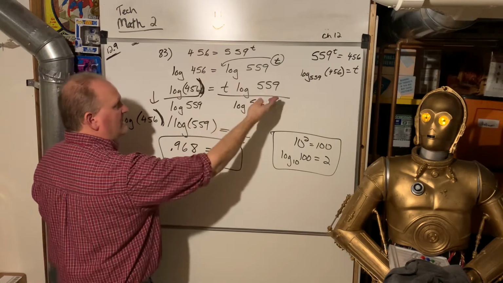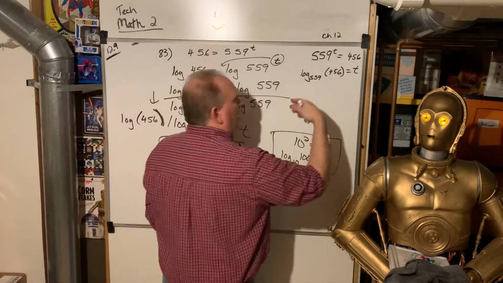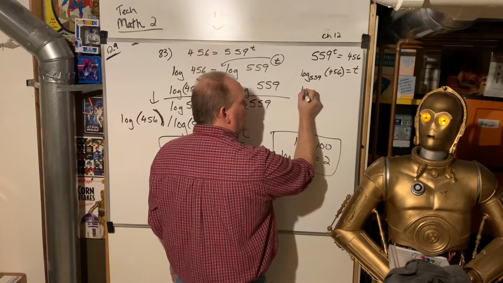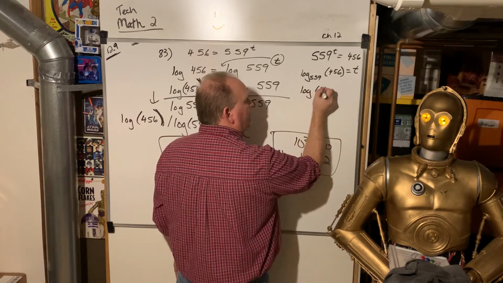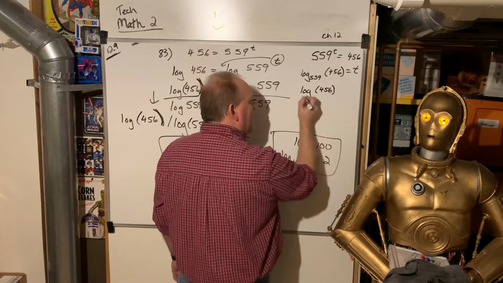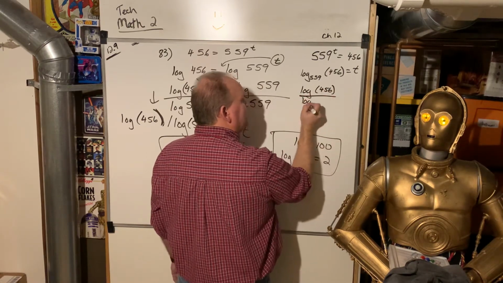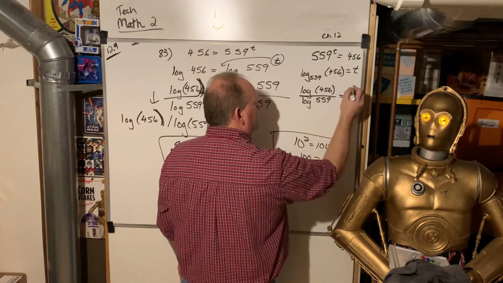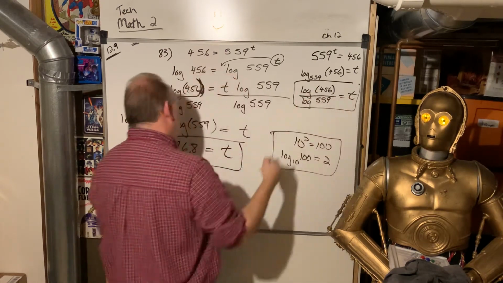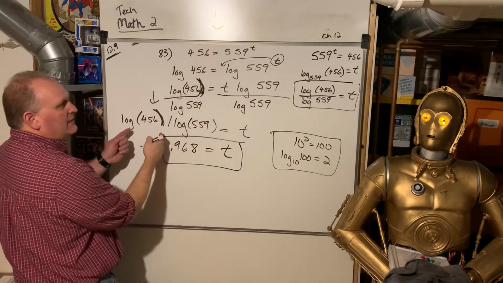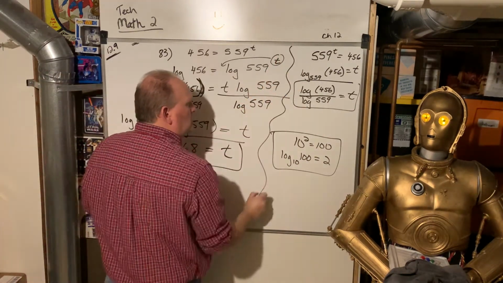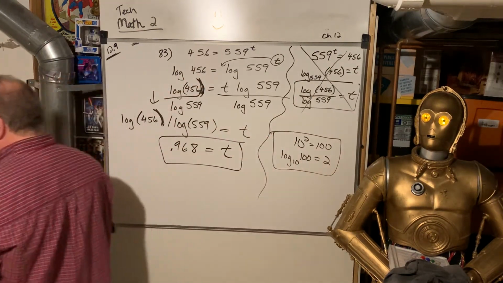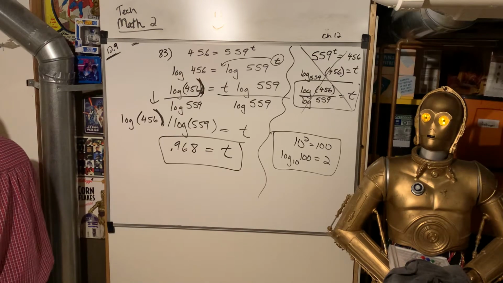Take the log of both sides, pull it down, divide. If not, if you can still do this with different bases, you just do the log base 10 of 456 divided by the log base 10 of 559. That's called the change of base formula. And if you look at that, that's exactly what we did here anyway. So most students don't do this. Most students do it this way, where you take the log of both sides.